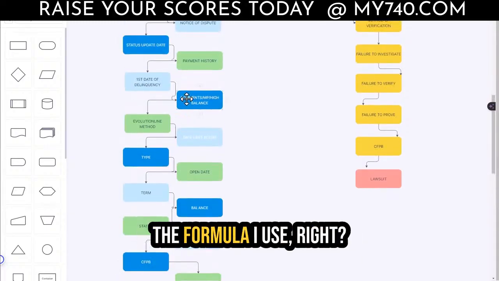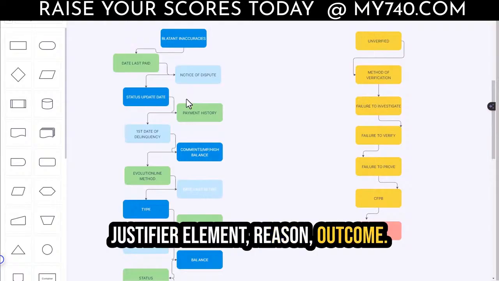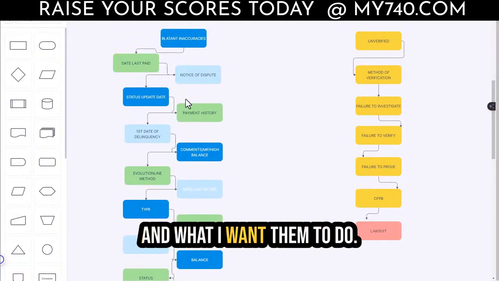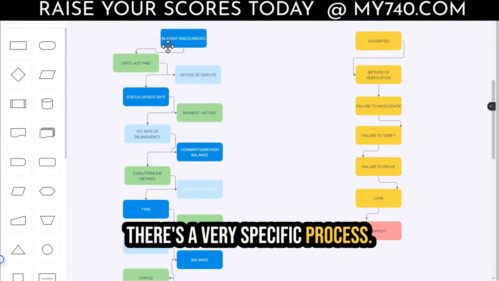Now, I know I told you about the formula I use, right? The Gerald formula: action, justifier, element, reason, outcome. I'm telling them what I'm disputing, why I'm disputing it, and what I want them to do. If you actually want results, there's a very specific process.